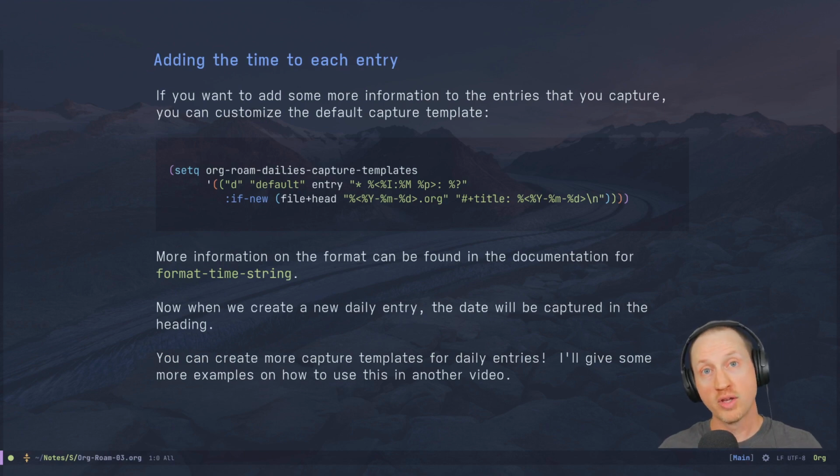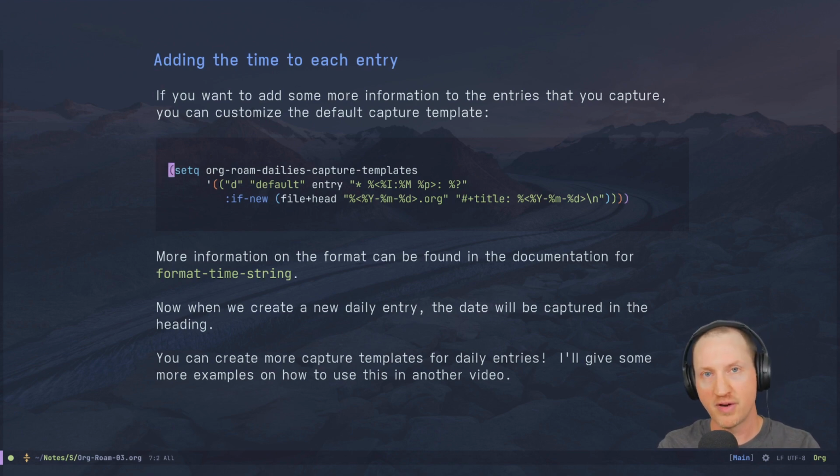All right, so one cool thing you can do with dailies is to set up capture templates to customize how these daily notes get entered. So if you want to do something like add some extra information to each entry, it's very easy to do that. If you watched the previous episode about efficiently capturing notes in org-roam, this is going to be very similar to that. So watch that video to get more information if you haven't seen that already.